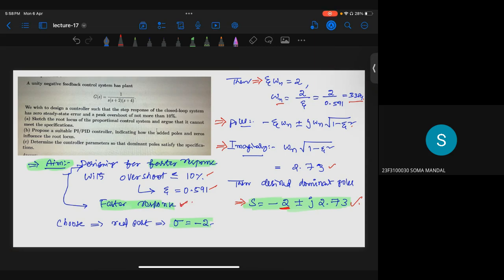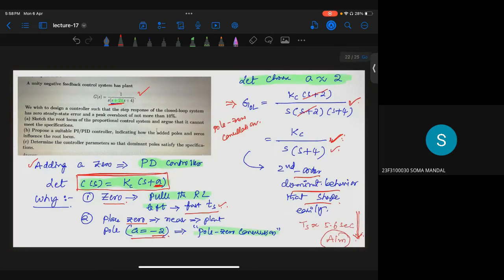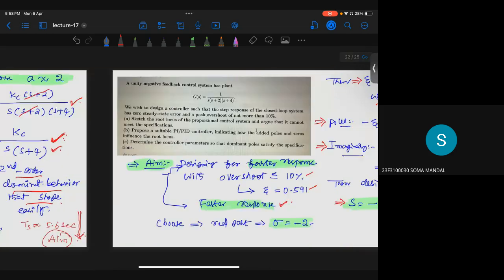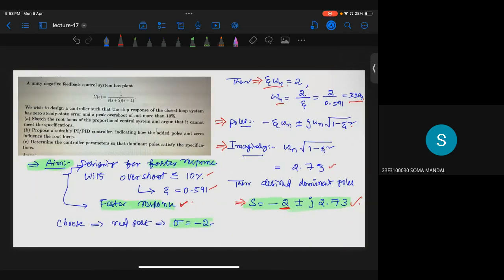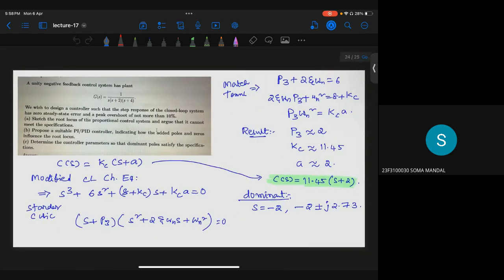What we are trying to do here is we have changed our open loop transfer function. From there, we are calculating our zeta omega n. Then we are trying to say what our desired dominant poles location is. So finally you can see this.